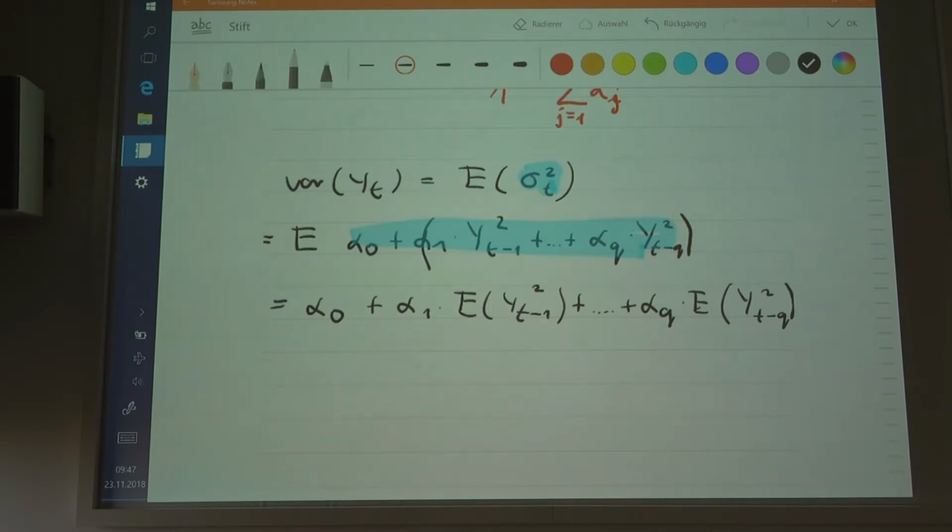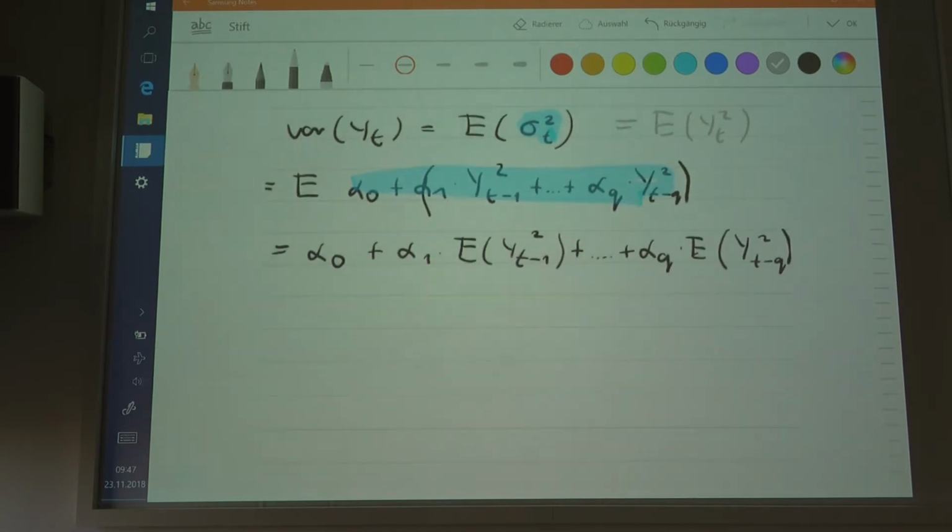Now, this is quite obvious: the expectation of the process is 0, so this is also equal to the expectation of y_t squared. If you wish to make the variance time independent, so if the process is stationary, then these expressions here do not depend on time. I'm talking about these expectations here.